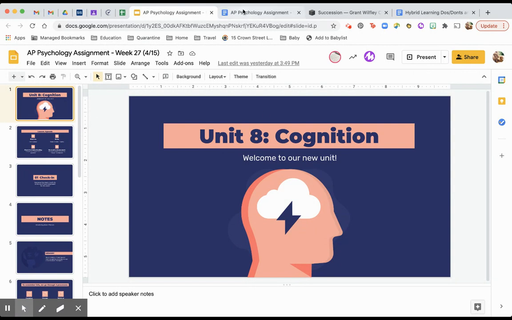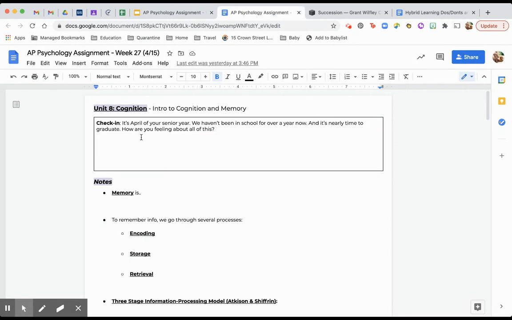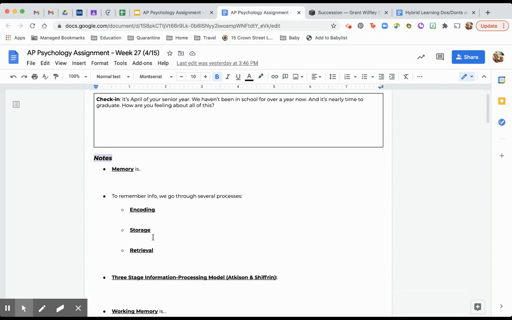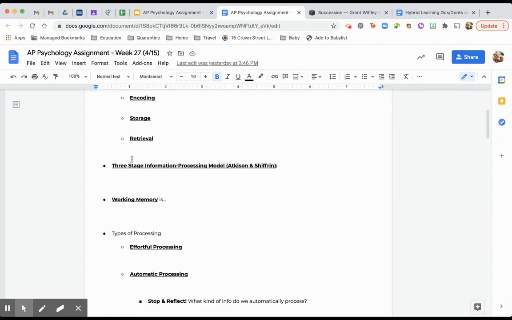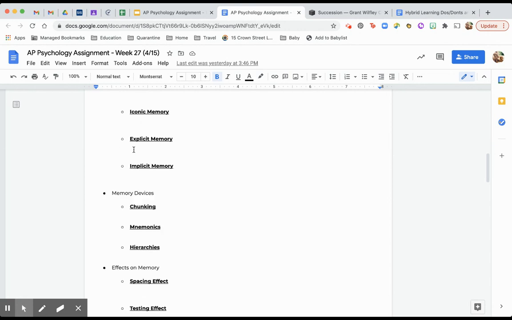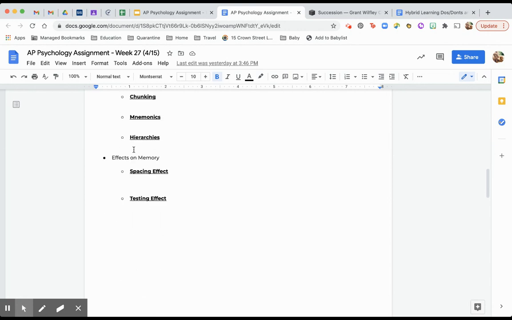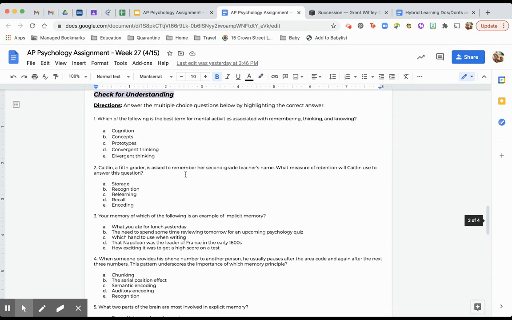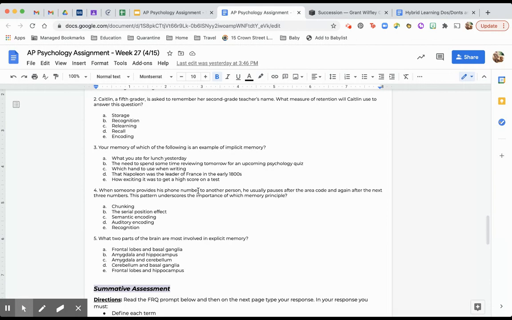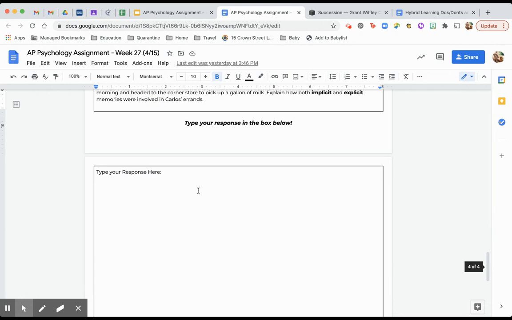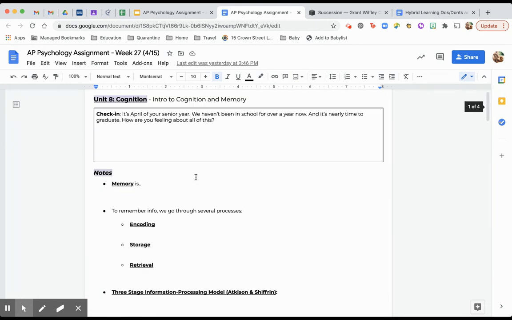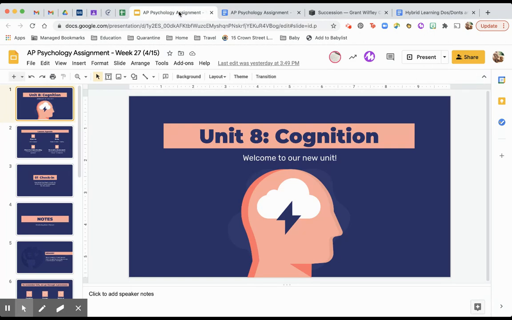So you are going to be first, there's a quick check-in, just let me know how you're doing. Then there are a lot of notes, it looks like. It's just there's a lot of terms. So it's just a little bit of writing from the slides. And then the last part is there's a check for understanding that is a couple multiple choice questions. And then there is an FRQ. I'll go over those as we get closer to that. But first, I'm just going to go through the notes.